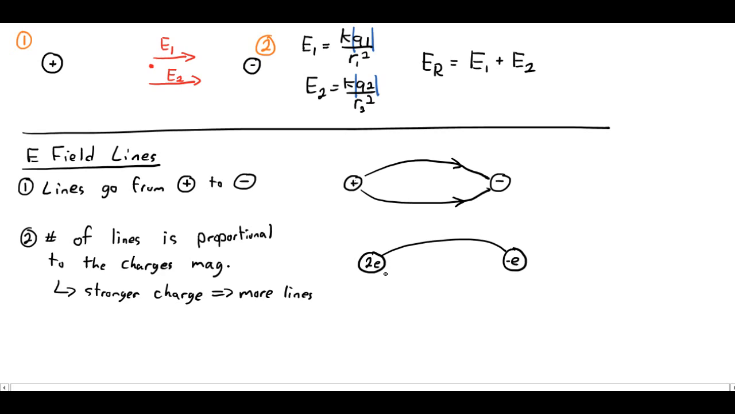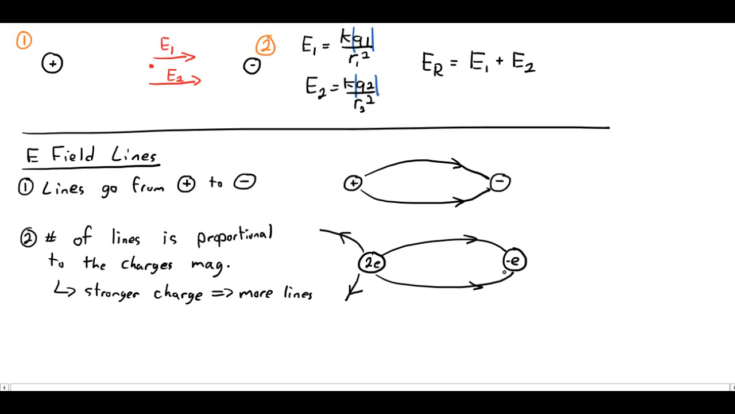Our field lines would in turn look something like this, where we'd have our smaller charge would only have 2 field lines, and our larger charge would have 4 field lines because it has twice the magnitude. And then again, we can come in and add arrows to indicate our direction.